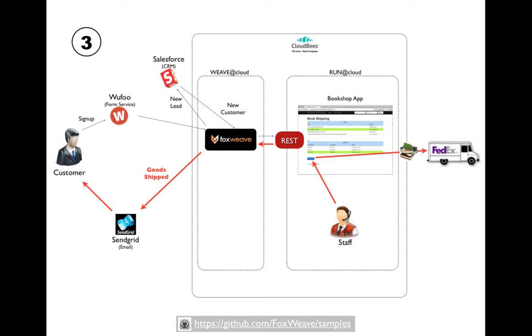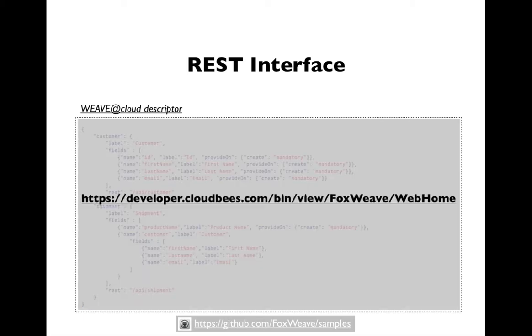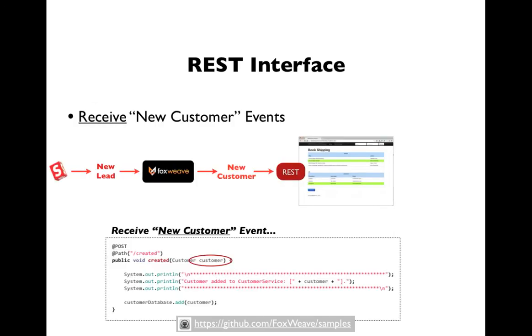There's a bit of work to be done on your app in order to make this possible. The first step is for your app to provide a Weave It Cloud descriptor, which is a simple JSON descriptor that defines the messages that your app is working with, and the REST endpoints within your app where those messages are handled. There's more information about that on the dev wiki. The first of the REST endpoints is to handle new customers, and in this app it's just a bog standard JAX-RS endpoint taking in a new customer and storing it.